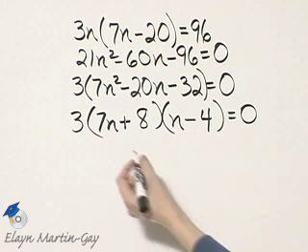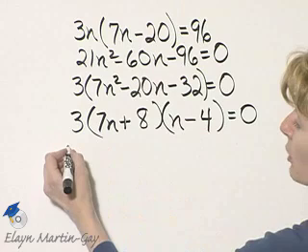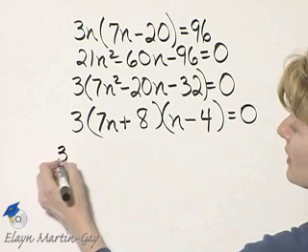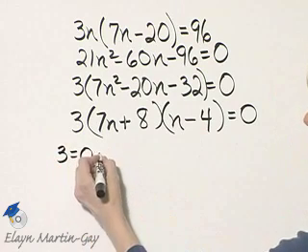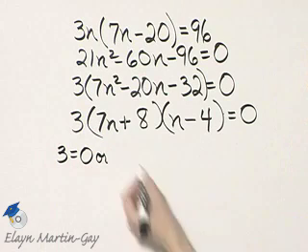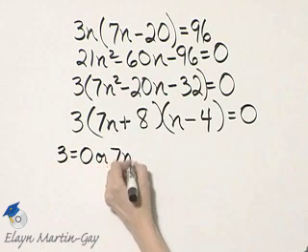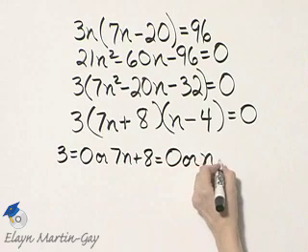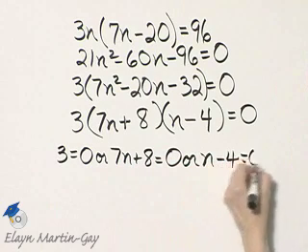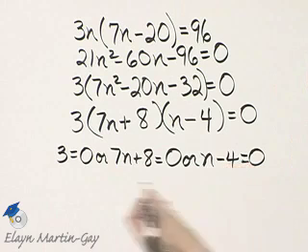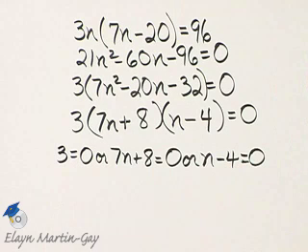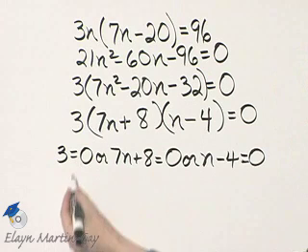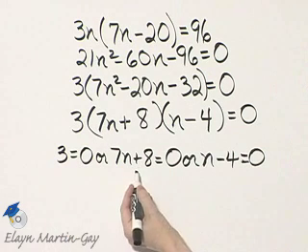Once factored correctly, set each factor equal to 0. I'll go ahead and set the 3 equal to 0, but it will give me no solution, and then I'll have 7n plus 8 equals 0, or n minus 4 equals 0. Now 3 is equal to 0, there are no variables there, that's a false statement, so I actually get no solution from this equation. Let's solve this equation.